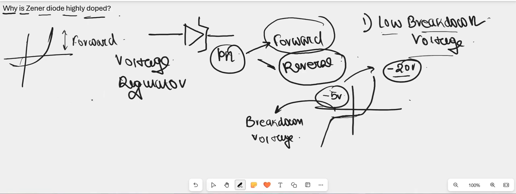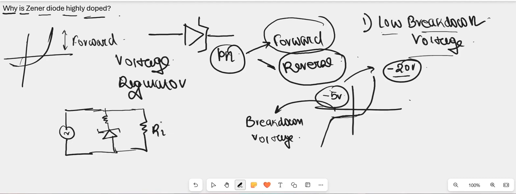Basically, what the Zener diode does is, suppose this is an AC supply. This is a resistance. This is the Zener diode which is connected. And there is another resistance, a load resistance, which is connected across it. I am assuming that this is a variable AC supply, which gives us from 0 to 12 volt.